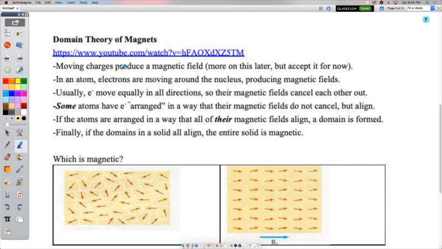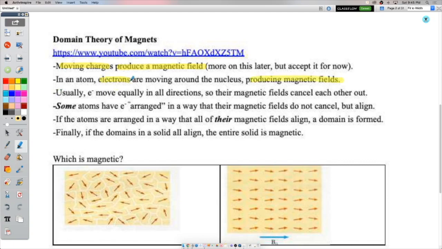Don't worry, don't panic. That big thing I'm talking about is that a moving charge produces a magnetic field. And as it says here, more on it later, but for now, you just need to accept that. So accept that a moving charge produces a magnetic field. That is the first thing that you need to build up domain theory. And then after that, it makes sense. If you can accept that, then the domain theory follows. Remember, electrons are charged, so if they're moving, they produce magnetic fields.